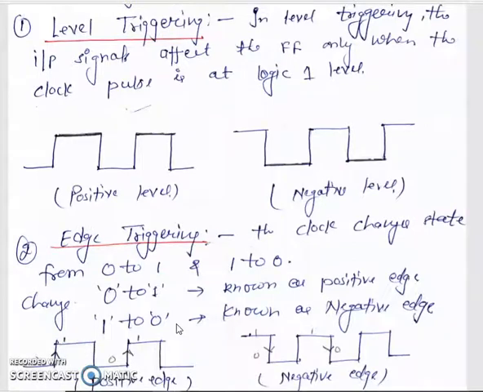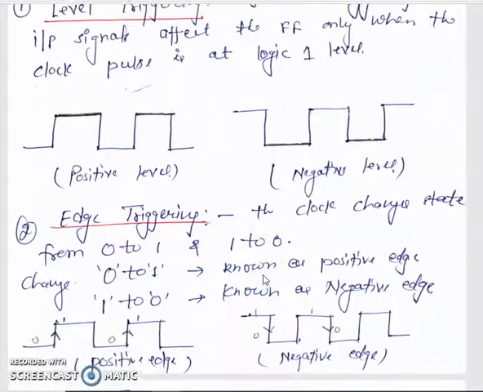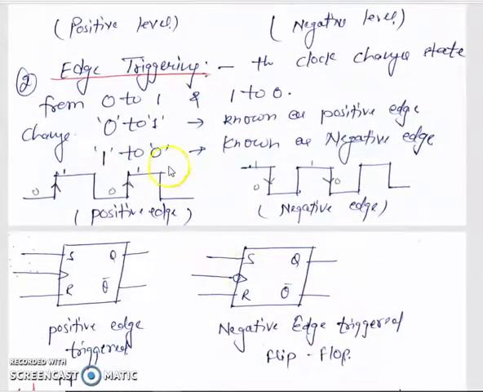What is the main difference between level and edge triggering? In level triggering, the input signal affects the flip-flop only when the clock pulse is at logic 1 level. This is the level, that is a positive level. This is called the positive level, and this is called the negative level. Next is edge triggering. What is edge triggering? Any pulse has an edge and a level. This is called the edge and this is called the level. Okay, this is edge triggering.